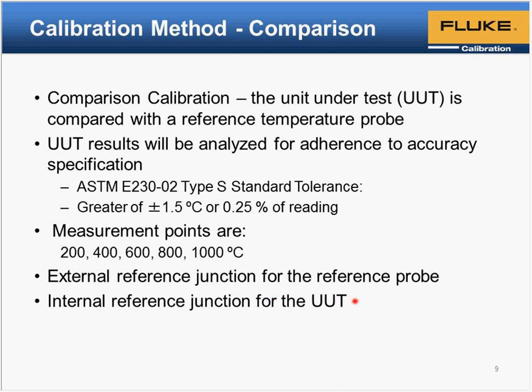If you were in a calibration scenario where you wanted to have optimum uncertainties, then you would have an external reference junction for both the reference probe and the UUT. In this case, we wanted to demonstrate how to calculate for both types of reference junctions: the external ice bath type reference junction and the internal, in-the-readout reference junction.